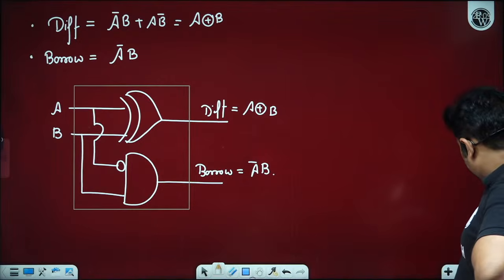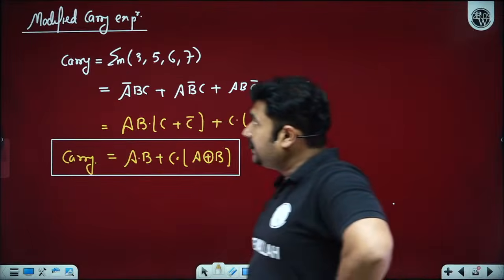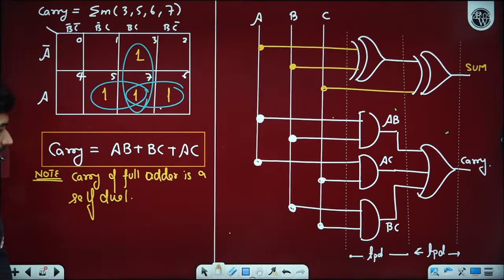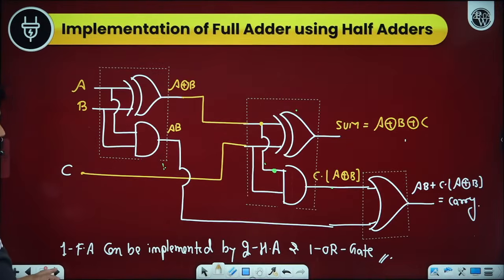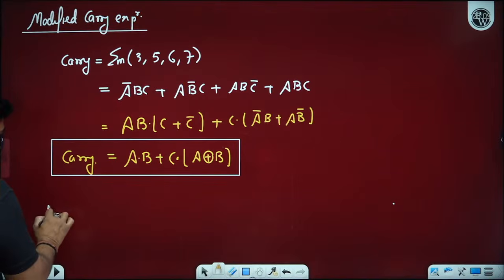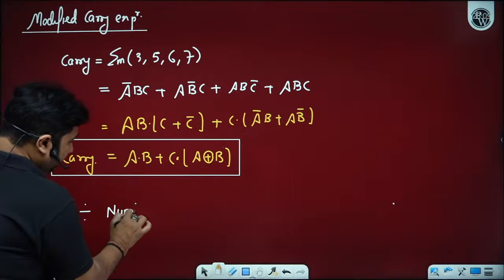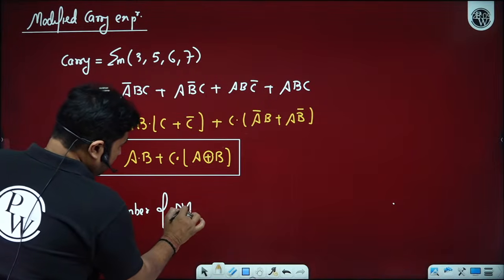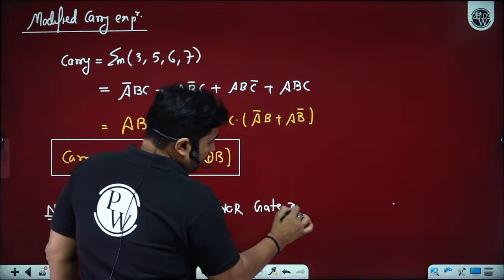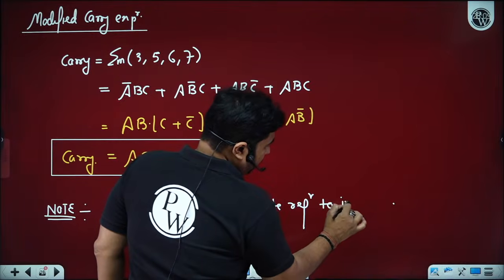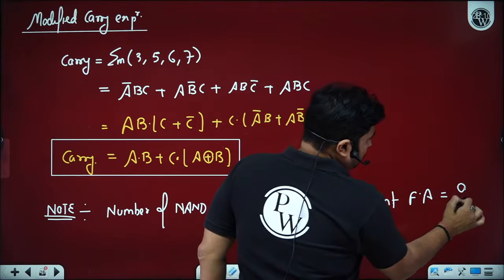Okay, in the full adder, I have to write one more line that I forgot. You can just put it here. There is one line I missed here. You can just put anywhere near the full adder and write down a note point. In full adder, the number of NAND or NOR gates required to implement a full adder is equal to 9.